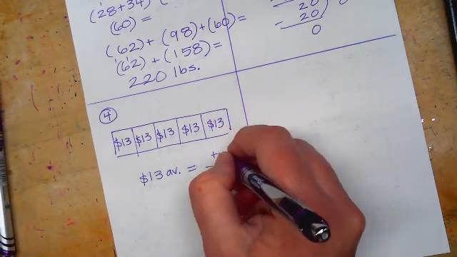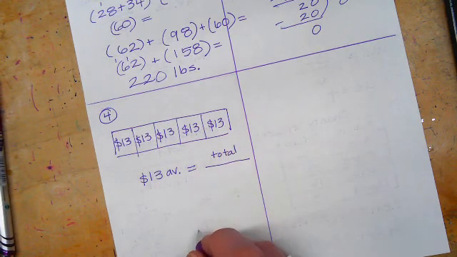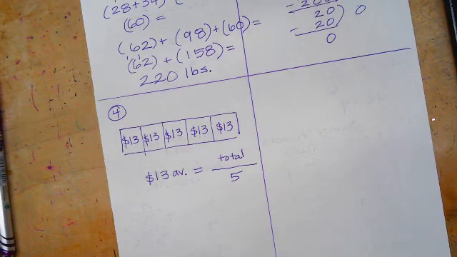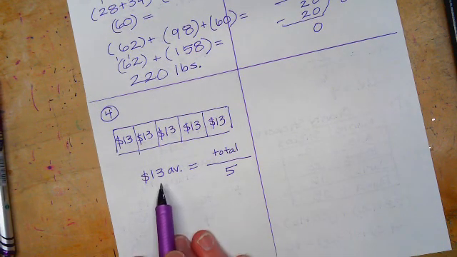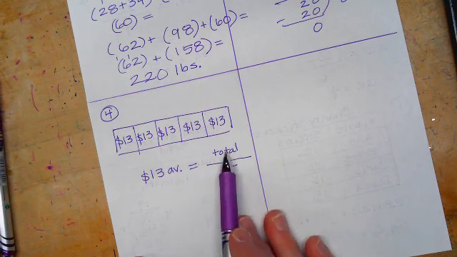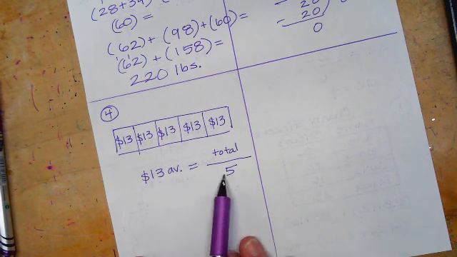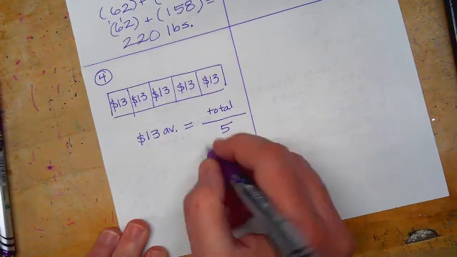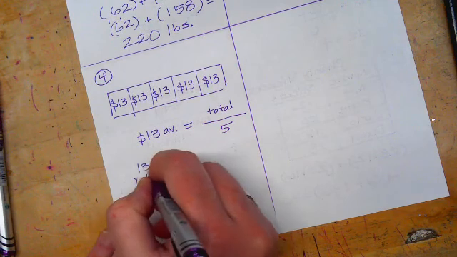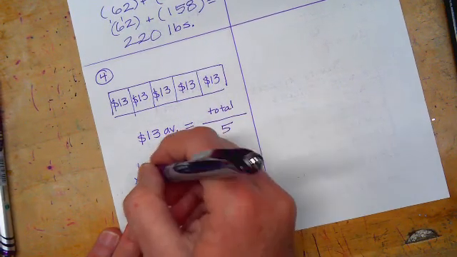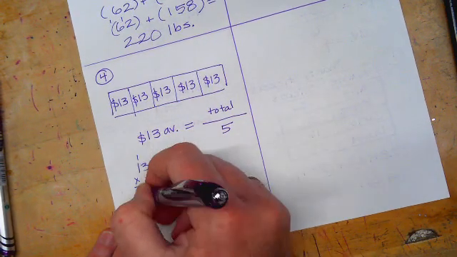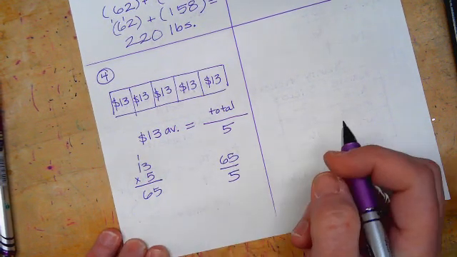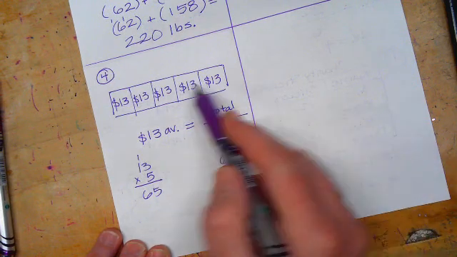Well, if the average amount of money that she spent is 13, and that equals, remember we said that this is the total, so this is going to be the total, and this is going to be the number of days, is 5 days, then we can do the inverse operation of division, because we're missing the number right here. We can take these two numbers and multiply them together to get the total, right? So if I take 13 times 5, that's going to tell me my total.